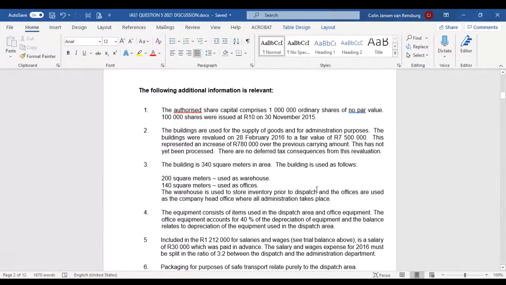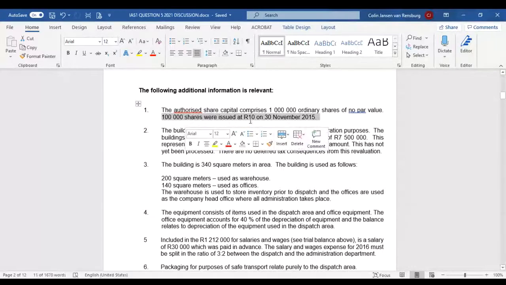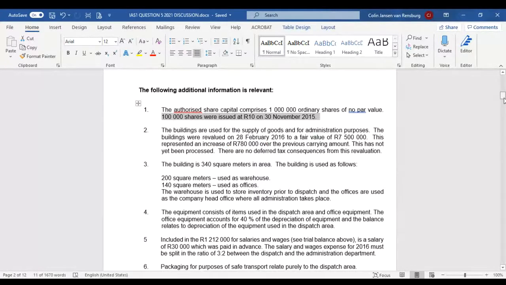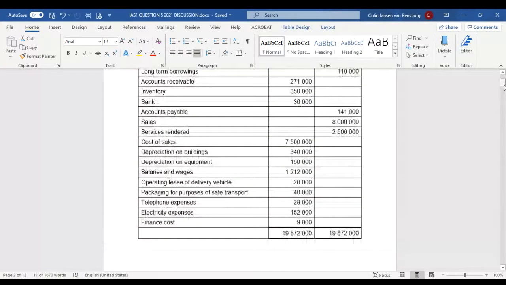Okay, having got that off my chest, so we now know that that is the structure of the company. The company is allowed to issue a total of 1 million shares. The no par value we'll talk about next term. And 100,000 of them were actually issued at 10 rands each, which means the company has got an issued share capital of 100,000 multiplied by 10 rands. So that will be 1 million. Let's go and have a look.